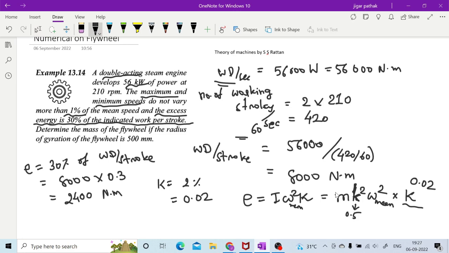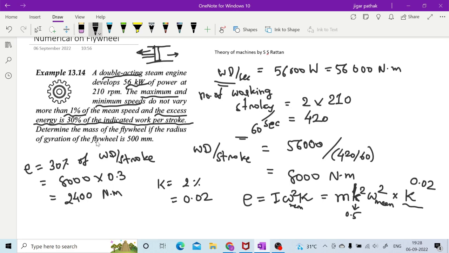Sir, what is the meaning of a double acting steam engine? Double acting steam engine means, see, whenever you have a piston cylinder arrangement, generally you have the working stroke on only one side. Instead of that, if you have the working stroke on both sides, then it is known as double acting. Got it? Yes sir.